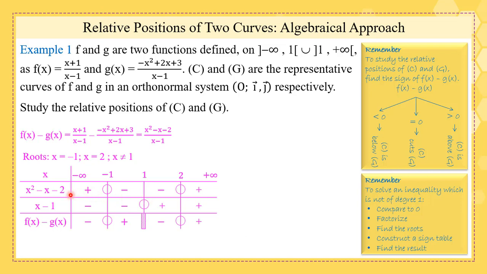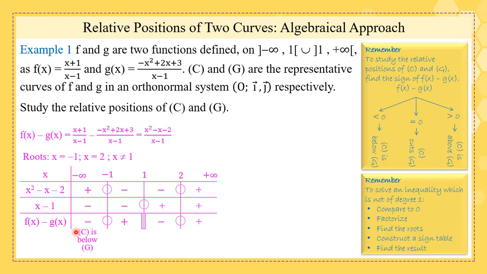Remember again and again, this is a polynomial of degree 2 having two roots, so we apply same, opposite, same, and this is a binomial of degree 1, so we apply opposite, same, and this would be the result of f of x minus g of x.